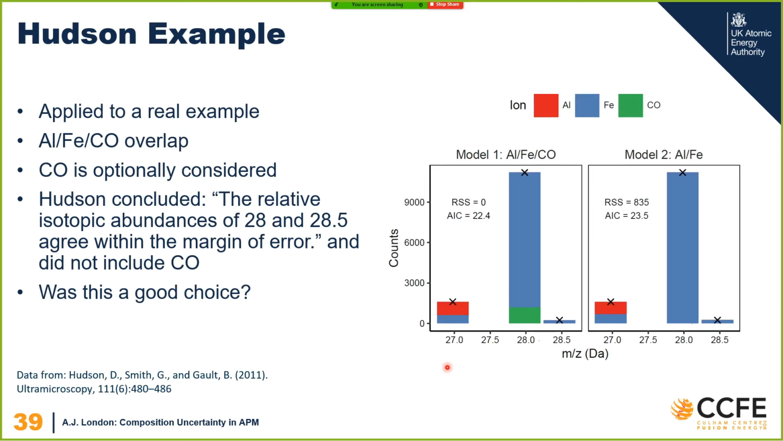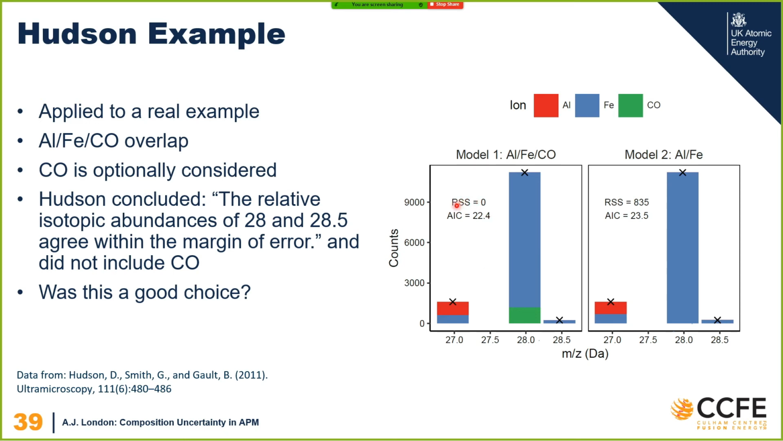expression. So this is, again, a real example from literature. I think in zirconium, where there's a potential for carbon monoxide to be included in this set of peaks. And you can see the green here is carbon monoxide, and it hides in this 28 peak. If you include it, there's only a tiny amount of it in there. But maybe that's important because carbon monoxide is a contaminant and iron is the actual thing you're interested in. So maybe you need to consider it. In the paper, they concluded that the relative isotopic abundances agree within the margin of error, and they didn't include carbon monoxide. So was this a good choice or not?